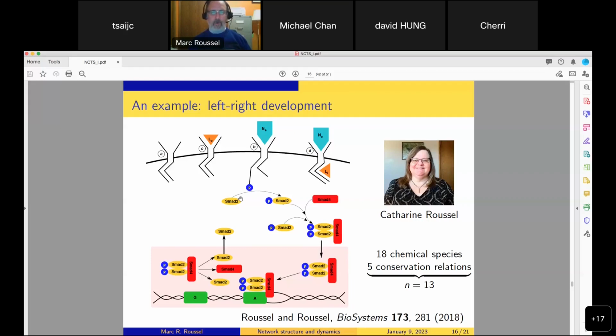And so this was just one more thing that nodal is overloaded with in terms of its function. So nodal is the thing that determines the left-hand side at a particular moment in developmental time, and for a period of time after that, and then other mechanisms kind of take over. Nodal does a bunch of other things, but lefty is an antagonist of nodal.